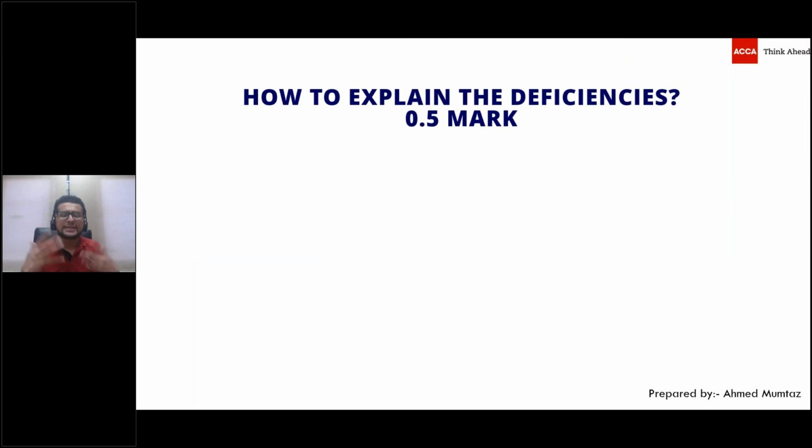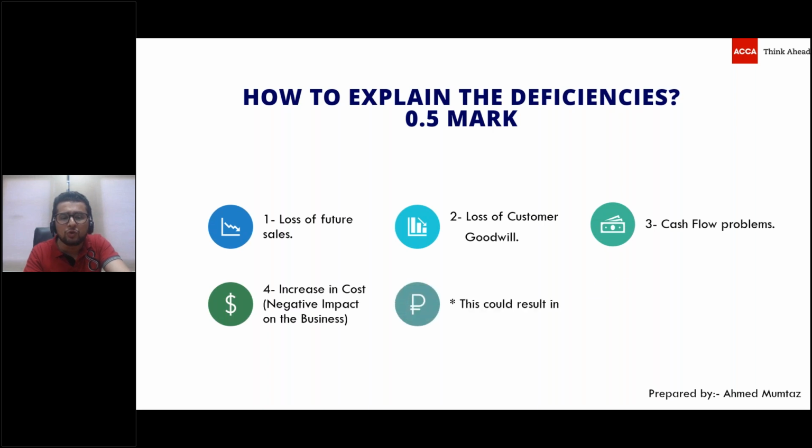So I need to teach you 6 things, right? And I'm done with the first, and that is how to identify the deficiency. Let's go to the number 2, which is how to explain the deficiency. Now, in order to explain the deficiency, you have to use such wordings.